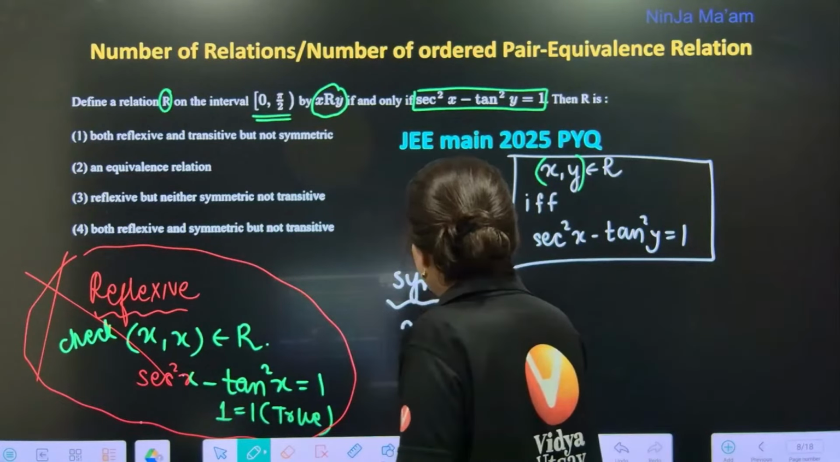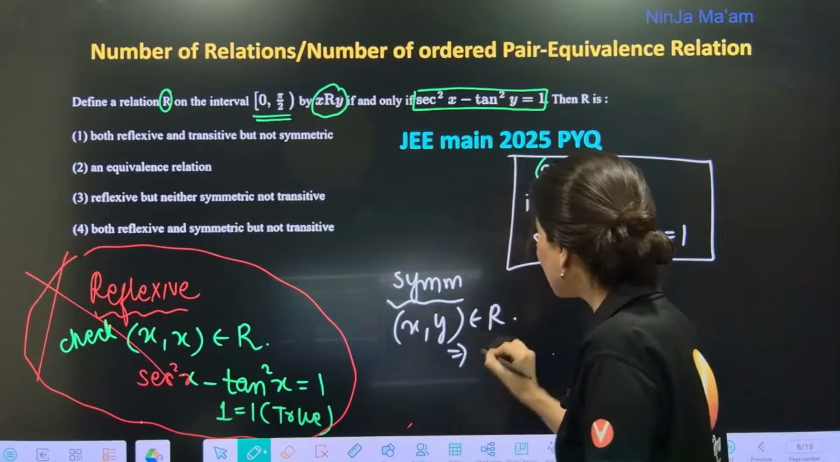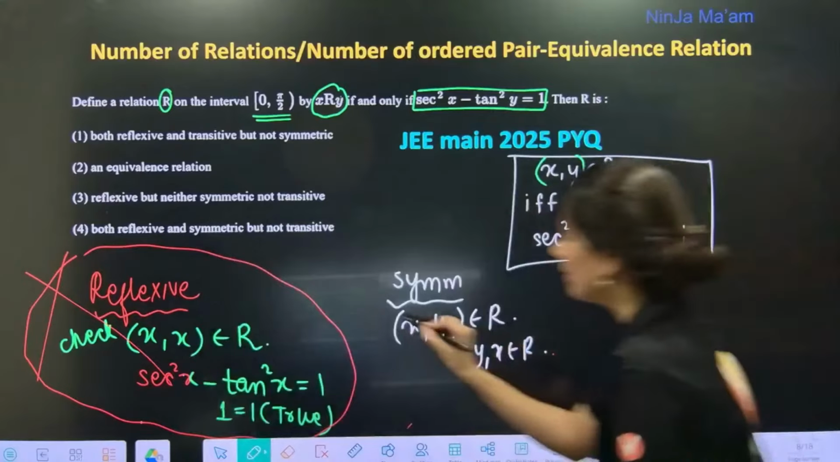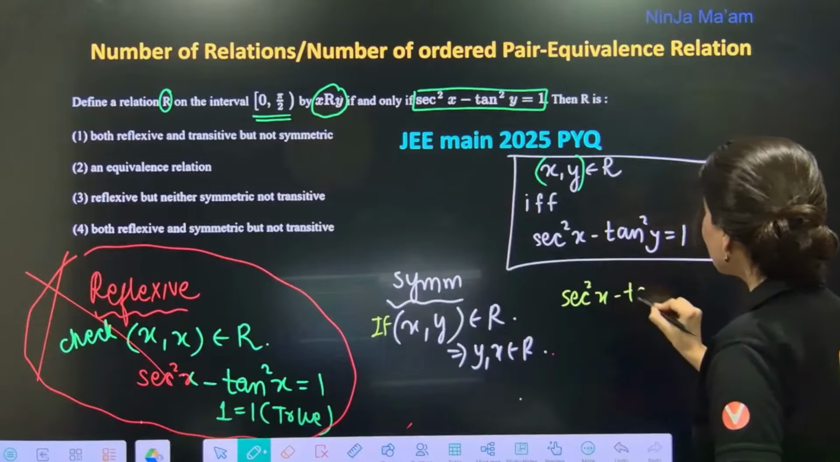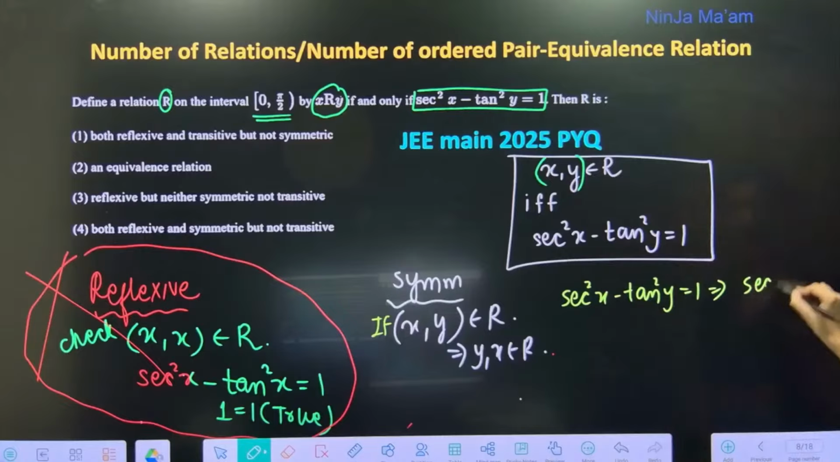Now let's talk about symmetric. What is the condition of symmetric? Symmetricity says that if x comma y is sitting inside your R, then y comma x should sit inside your R. Now if x comma y is in R, we know that sec square x minus tan square y is equal to 1. What does that mean? Sec square x is equal to sec square y. So clearly cos square x is equal to cos square y. So cos x is equal to plus minus cos y. Correct? This is the implication.